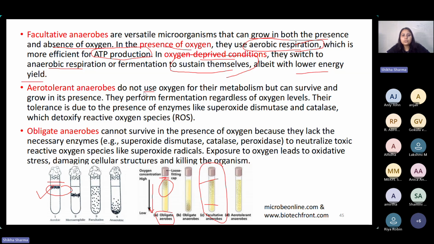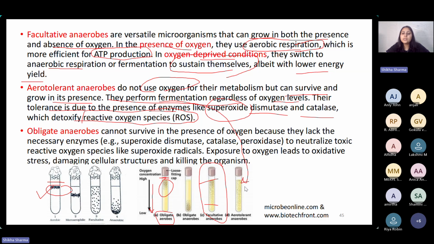Aerotolerant anaerobes do not use oxygen for their metabolism but can survive and grow in its presence. They basically don't like oxygen, but when there is oxygen, they can still grow. They perform mostly fermentation regardless of the oxygen level. Their tolerance is due to the presence of enzymes like superoxide dismutase and catalase, which detoxify reactive oxygen species.